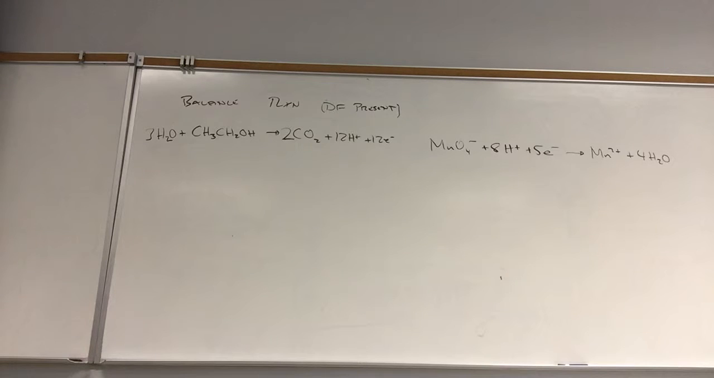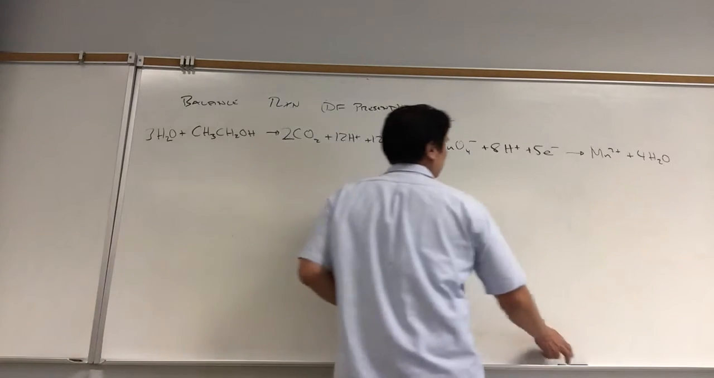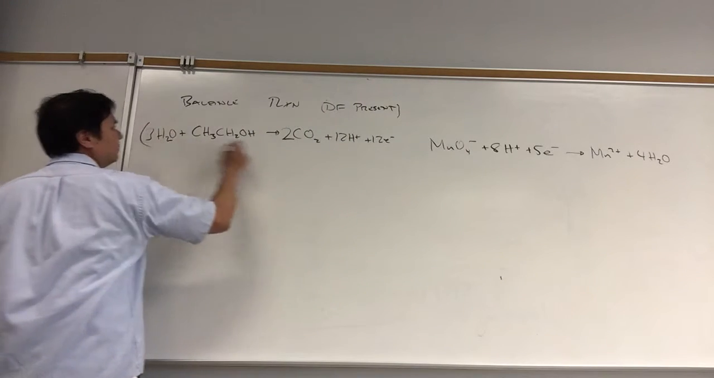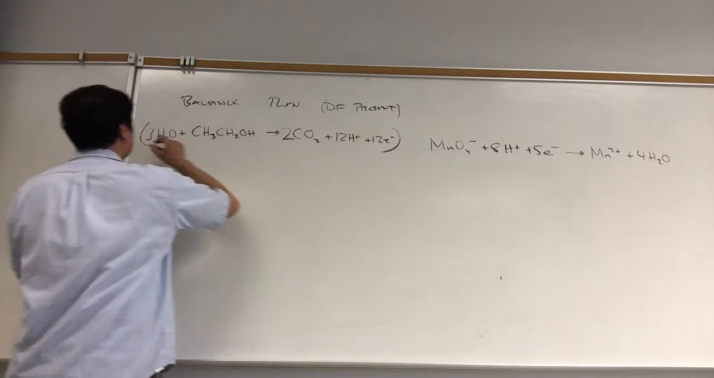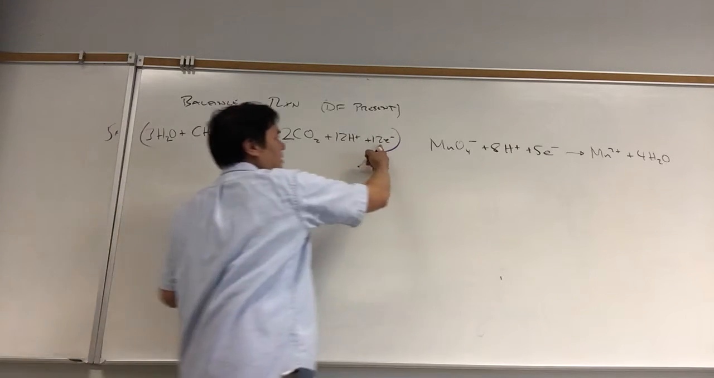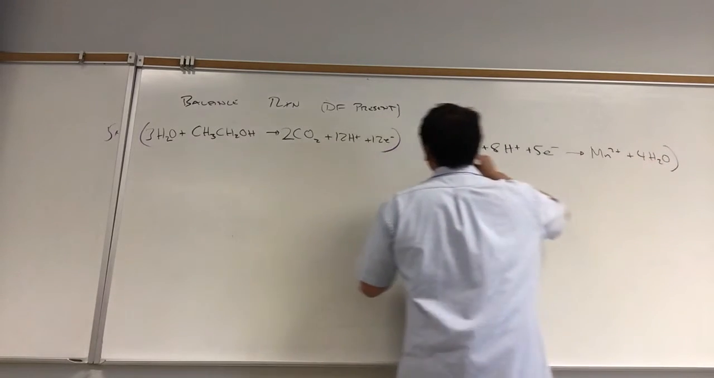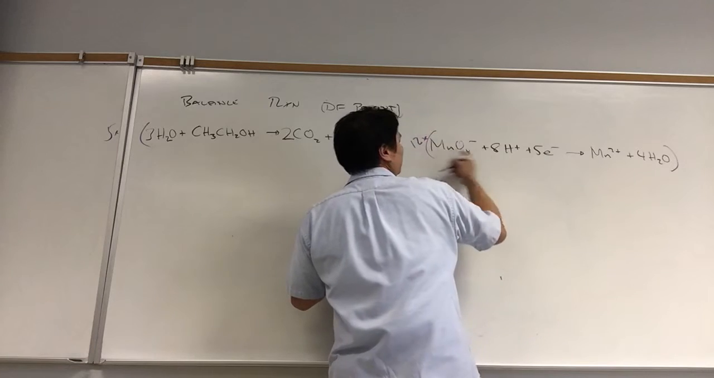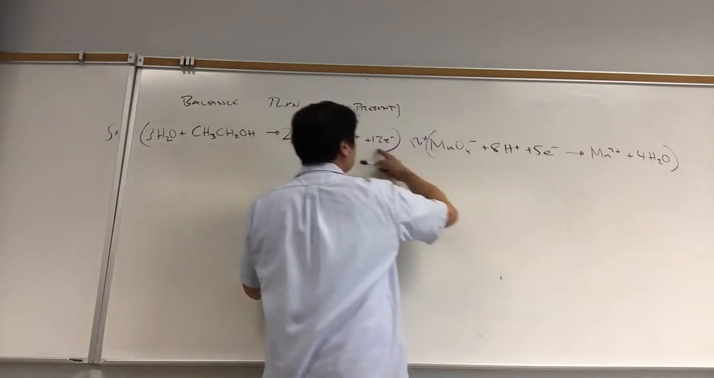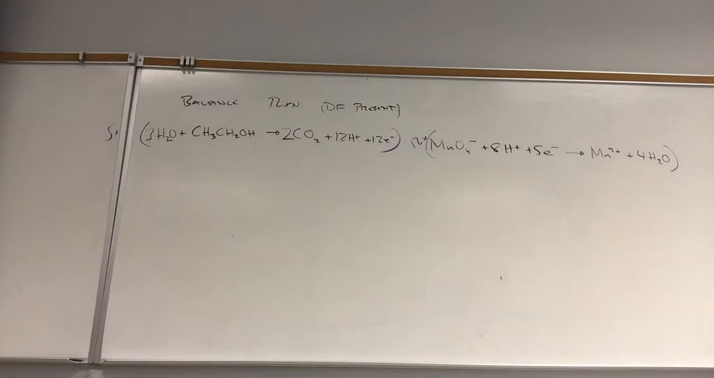And so the easiest way to do that is to just cross multiply. 5 over here and 12 over there. And so 5 times this will give me 60 electrons here. And then 12 times this will give me 60 electrons here. So I consume 60 electrons and I produce 60 electrons. So the electrons cancel each other out.